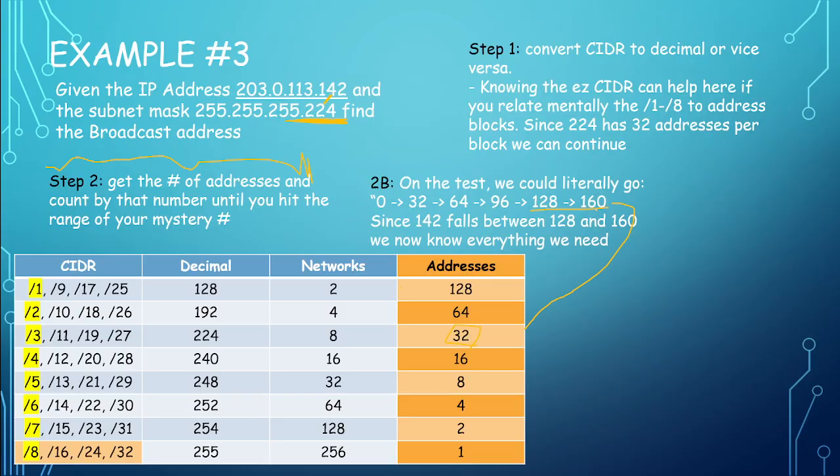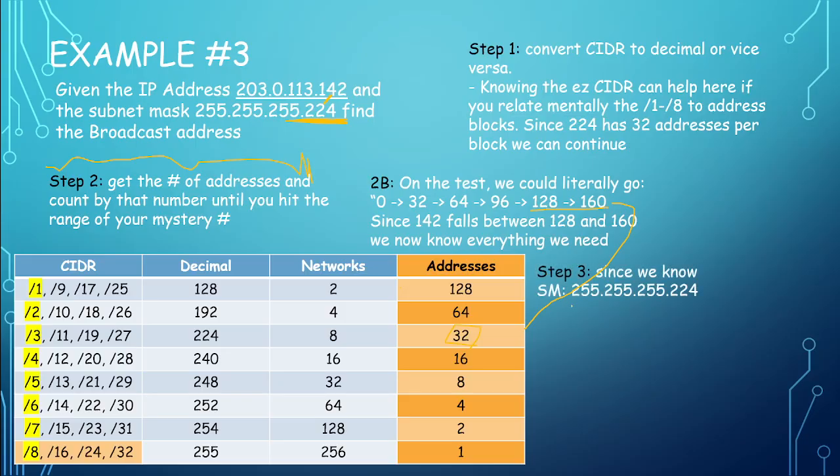We could also do the math. I don't know if you're into the math. But with 32, it's honestly easier to count. Even if it's up there into like the 255s, it doesn't take very long to sit there and count it out. But it's up to you once you get into those funnier numbers. But since 142 falls between 128 and 160, we now know everything we need.